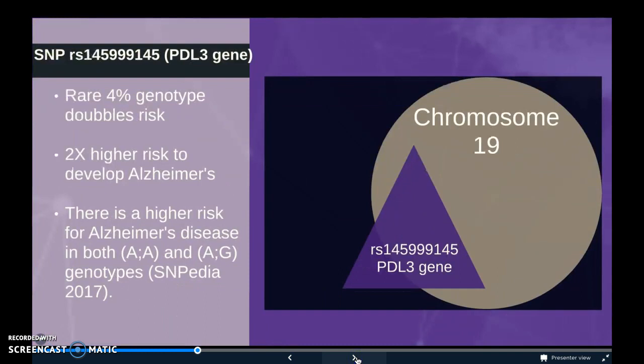SNP rs145999145, the PLD3 gene, has a rare 4% genotype that doubles the risk of developing Alzheimer's because of the 2 times higher risk. It has a magnitude of 2 for each. The PLD3 SNP has a common genotype of GG with a magnitude of 1. The rs145999145 SNP in PLD3 is on chromosome 19, with rs145999145G encoding VAL and rs145999145A encoding MET.